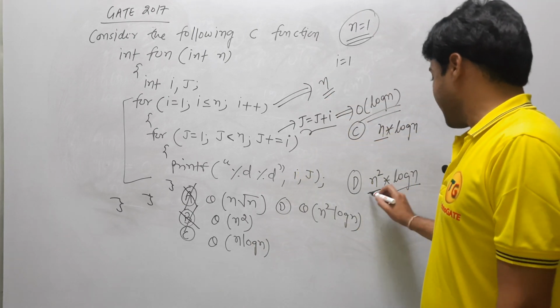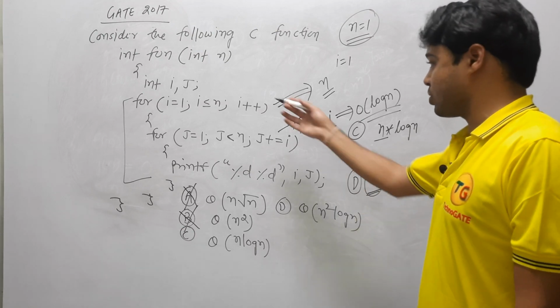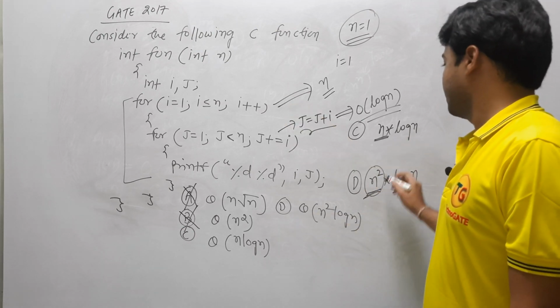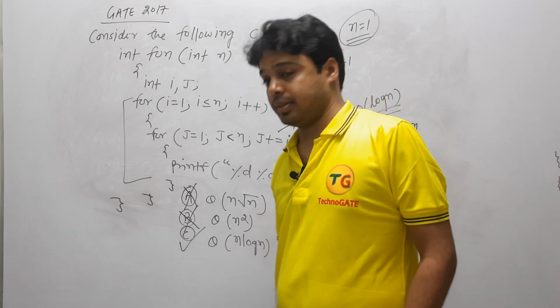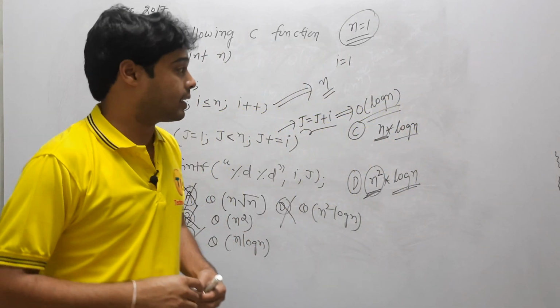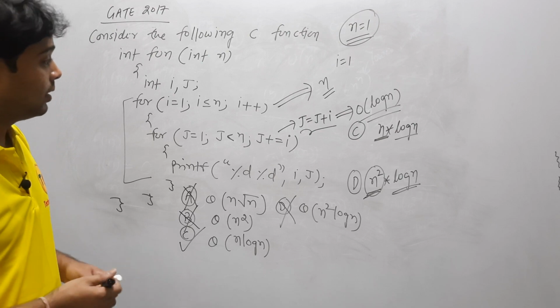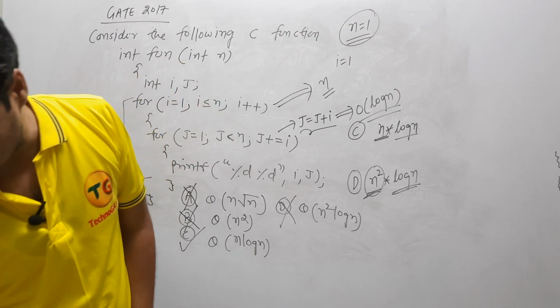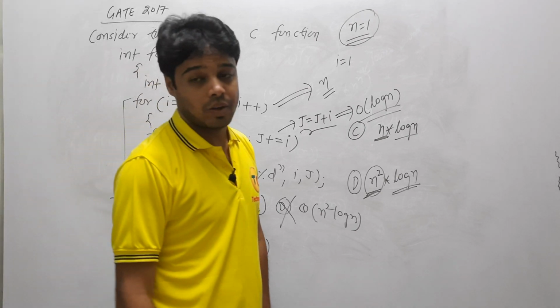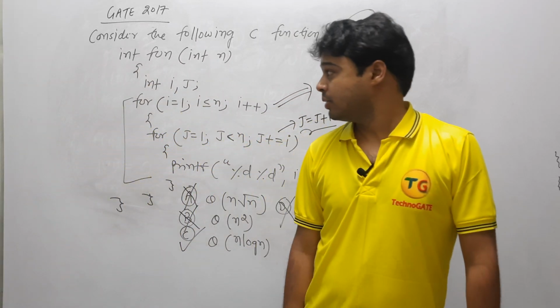So the first loop is n times only, and the inner loop is log n. So what is the answer? D is false, C is the correct answer. In this manner we can take a counter example and solve any problem.